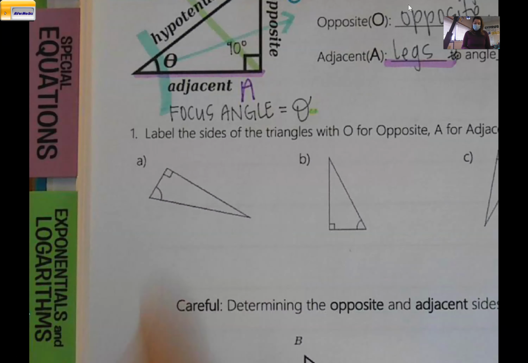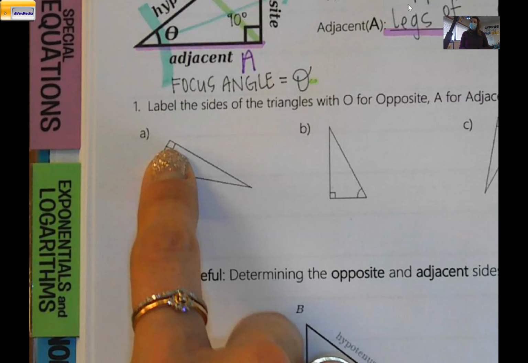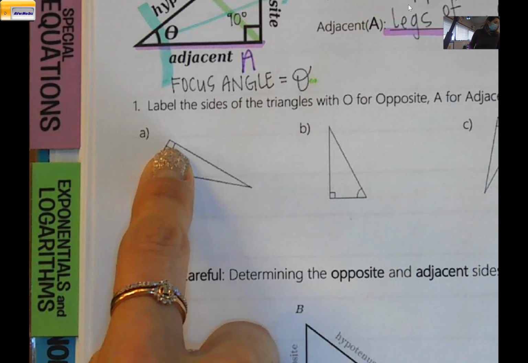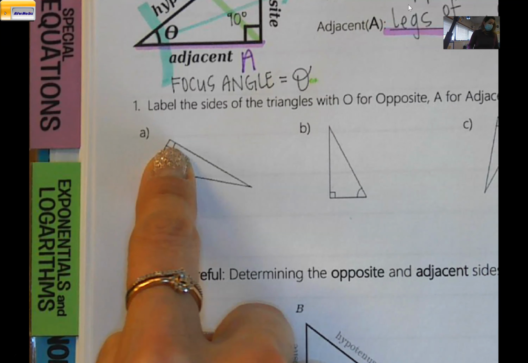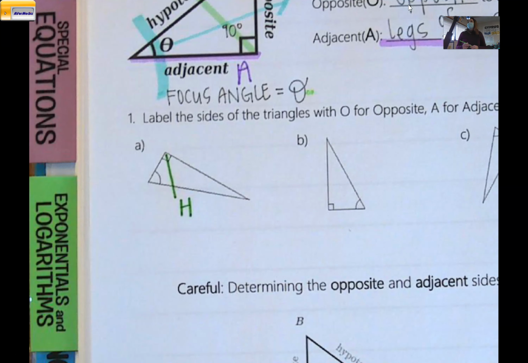For me, the hypotenuse is the easiest. So I find the right angle, and then I go across from that right angle. So this guy is your hypotenuse.